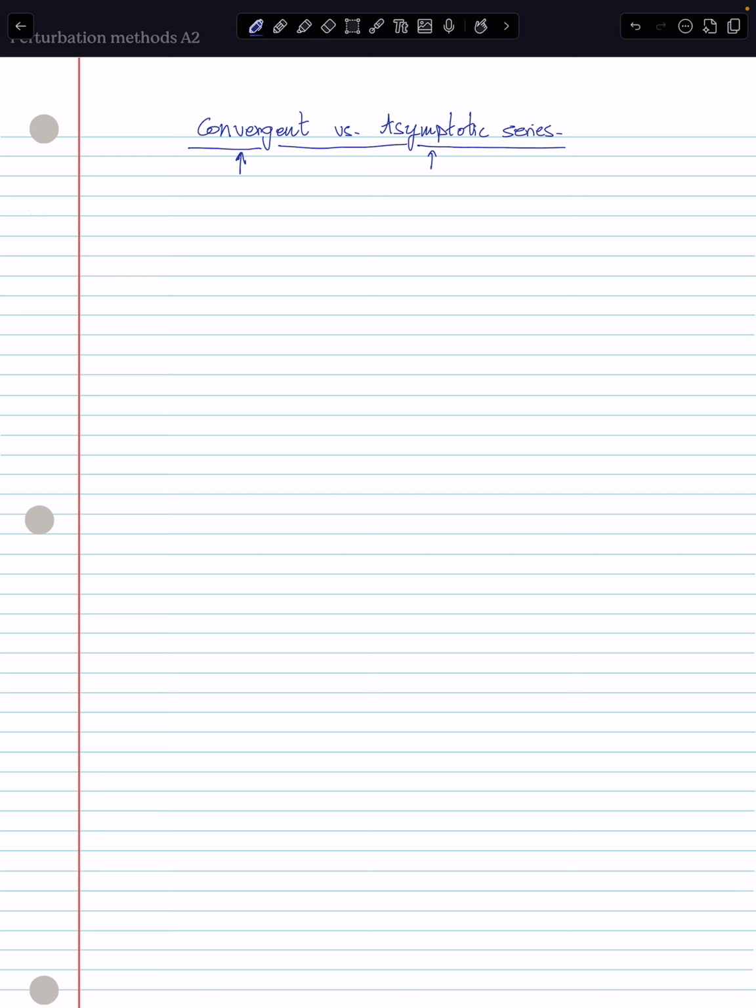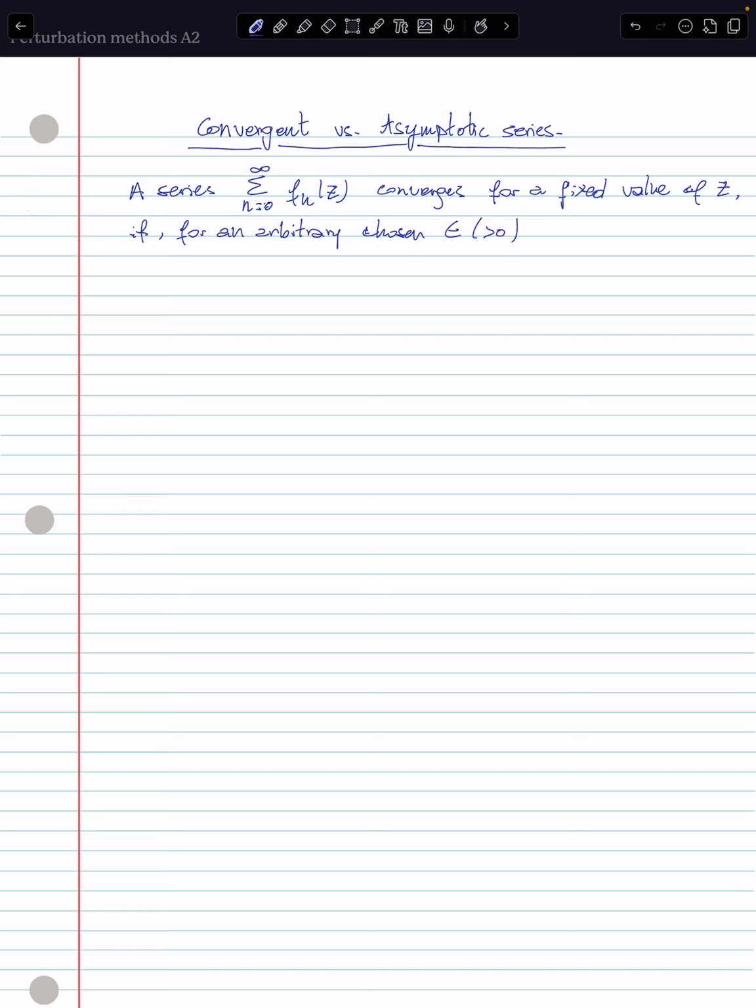All right, but I don't want to take any position and say that convergent series are bad or good, and neither for asymptotic series. It's just good to understand that each of them has its own strengths and weaknesses. All right, so maybe just to fix ideas, let's come back to the definition of a convergent series.